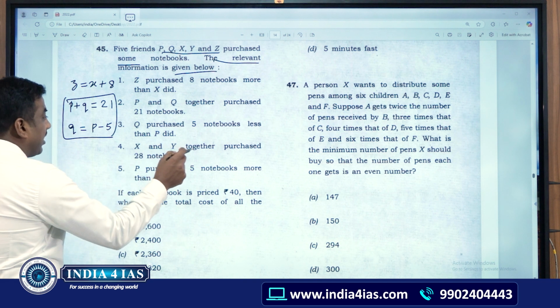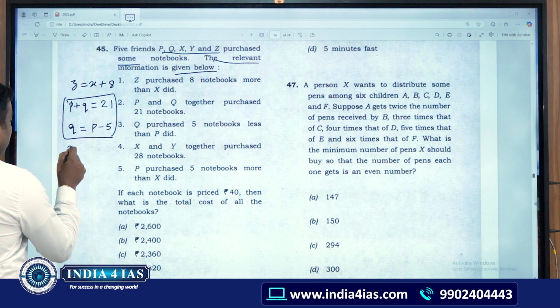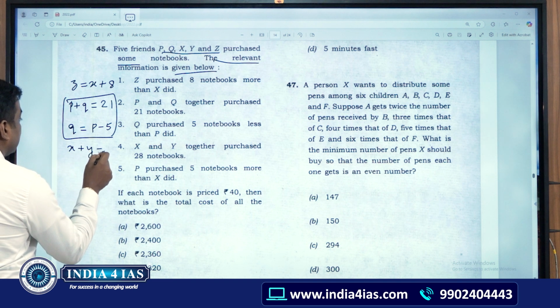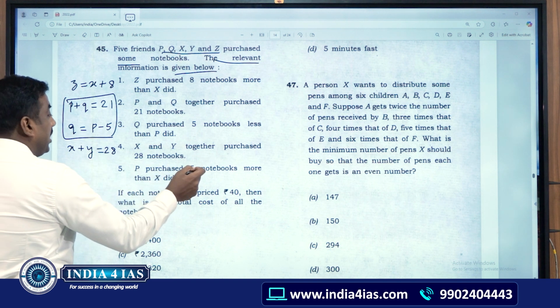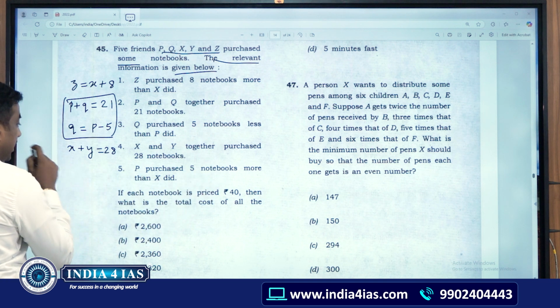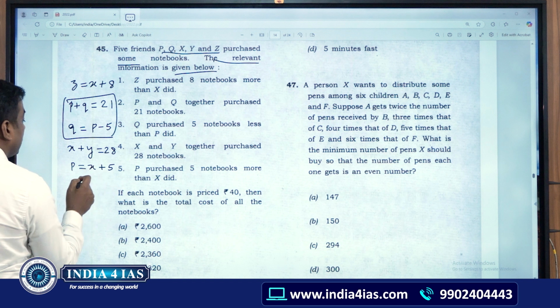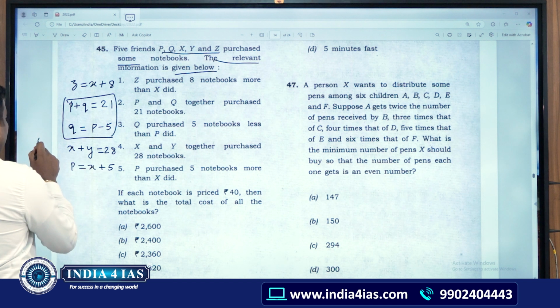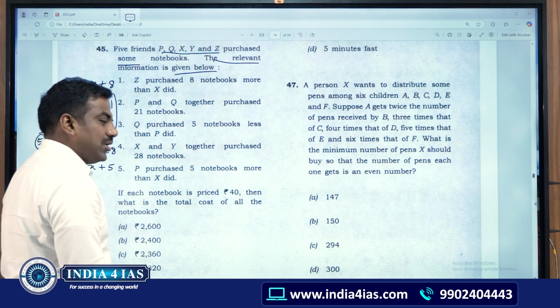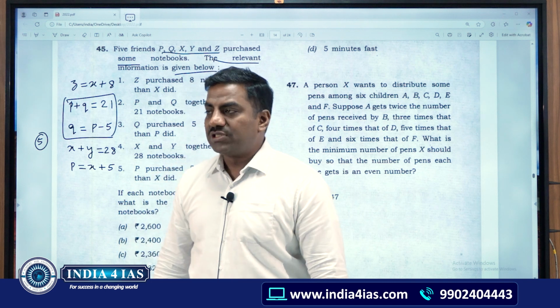X and Y together purchased 28 notebooks. X and Y together is 28. Then P purchased 5 notebooks more than X did. So P is equal to X plus 5. So here we have totally 5 variables and 5 equations, so easily we can get the solution of this.